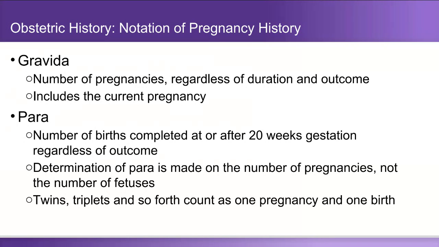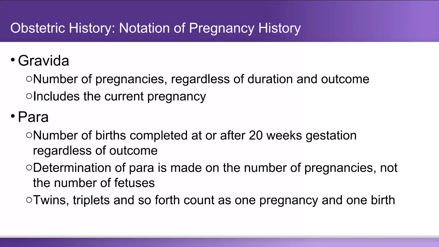So one of the things we talk about is gravida. When we talk about gravida, we're determining the number of pregnancies, whether it ended in a preterm birth, whether it ended in a term pregnancy. It's the number of pregnancies that the woman has had, and that includes the current pregnancy. So how many times have you been pregnant, including the current pregnancy? And that gives us our gravida.